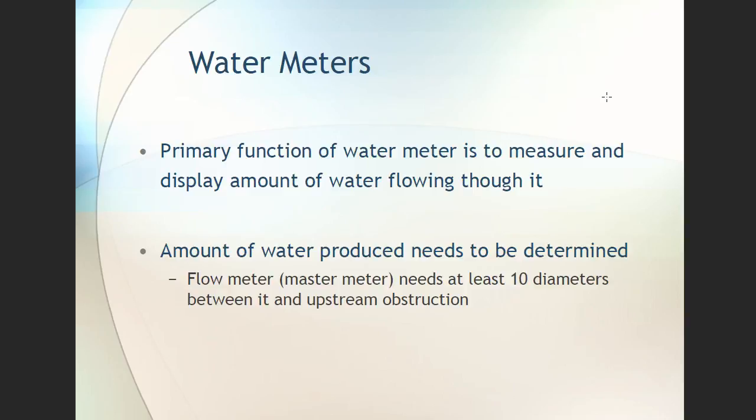The primary function of a water meter is to measure and display the amount of water flowing through it. The amount of water produced needs to be determined, and a flow meter, a master meter, needs at least 10 diameters between it and any upstream obstruction. An upstream obstruction would be something, for example, like a valve.